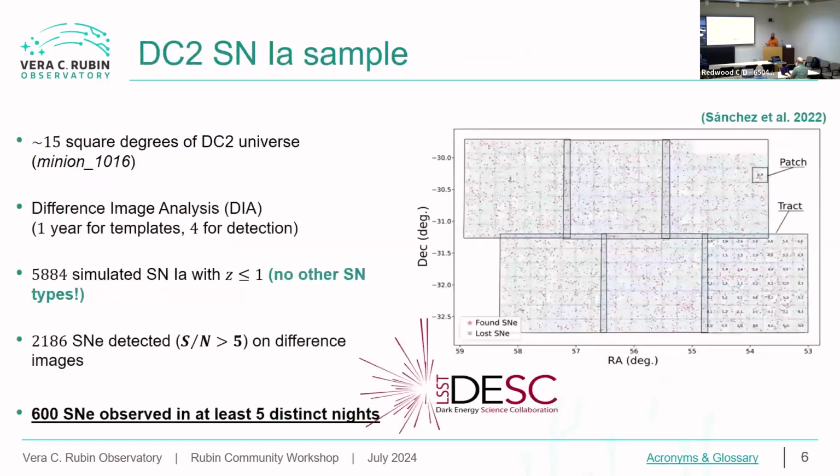It was a project that was done within the Dark Energy Science Collaboration. So we started from a sample of supernovae over 15 square degrees of the simulated DC2 universe that was selected by Sanchez et al. in 2022. This sample contains 600 type 1a supernovae that are observed in at least 5 distinct nights. They are all type 1a because there is no contamination. And we tried to measure the rates, just pretending we don't know what the sources are.